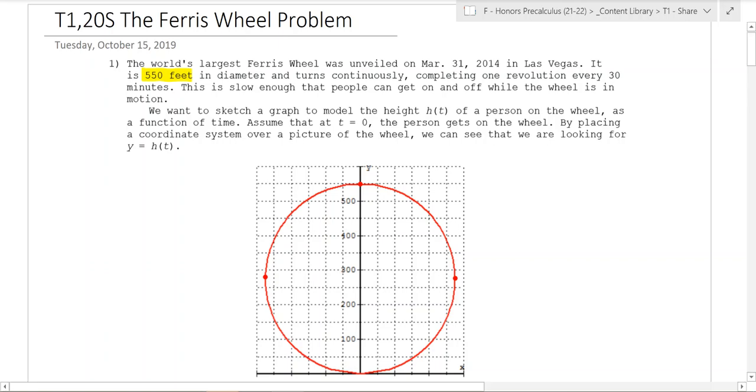We're going to sketch a graph to model the height, h of t, of a person on the wheel as a function of time, assuming that at t equals 0, the person is getting on the wheel. So down here is where time equals 0. And we're going to put on a coordinate system so that we can see what we're looking at.